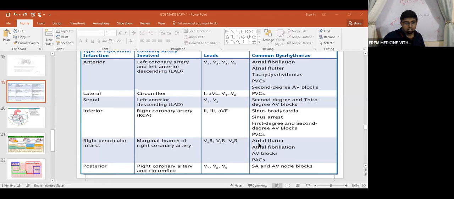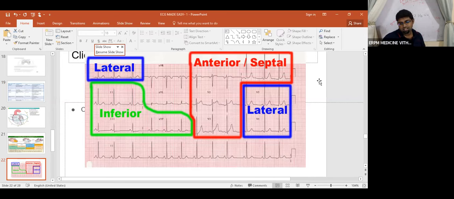Look here. If I get this ECG, your mind should be tuned like this. You should not look at this as a piece of paper. You have to look like this: okay, I am looking at the lateral side of the heart. This blue color, I am looking at the lateral side of the heart.